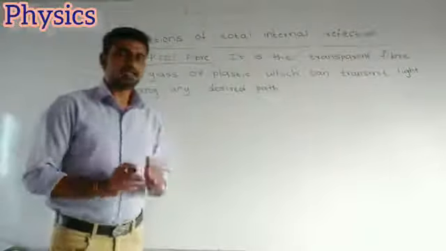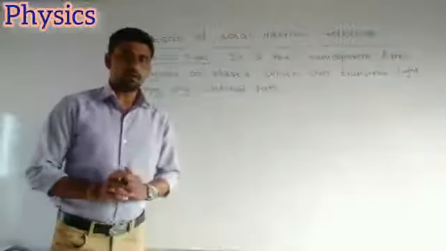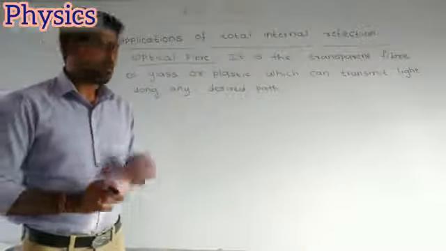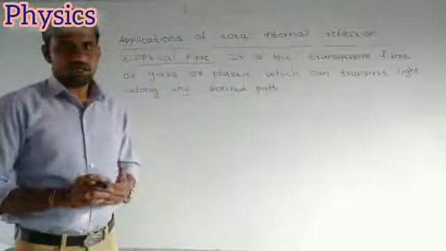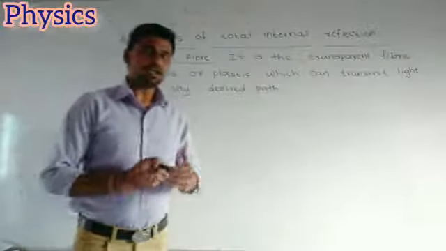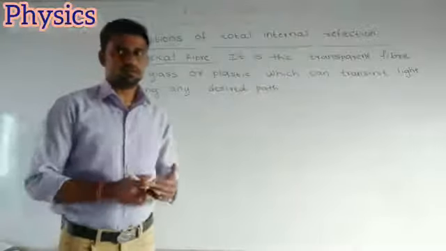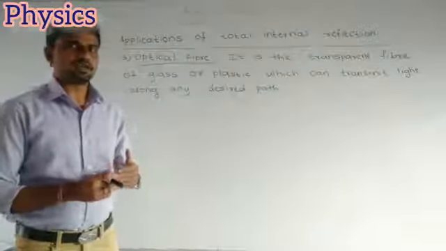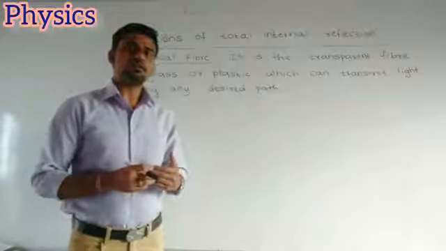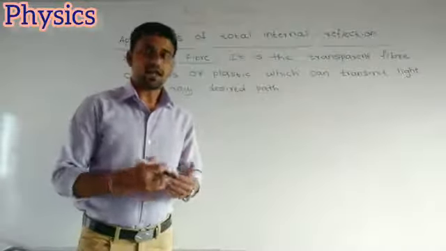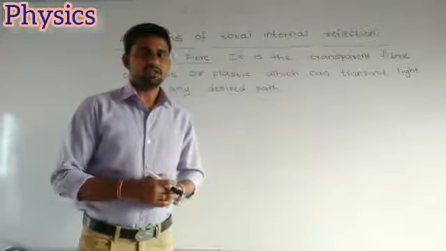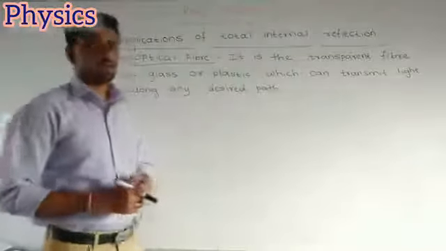Optical fiber is actually a transparent fiber, and it is generally made up of plastic or glass, and it is mainly used to transmit light from one place to another place. Actually here we are transferring digital information in the form of light from one place to another place. So that is the optical fiber.